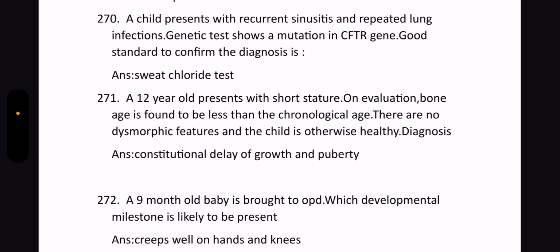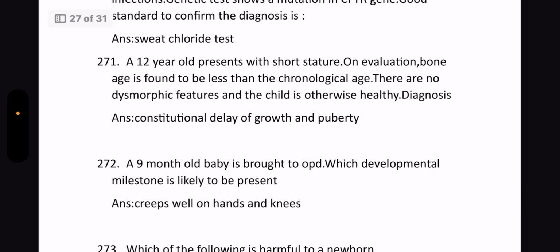Next, 12-year-old presents with short stature. On evaluation, bone age is less than the chronological age. No dysmorphic features. Child is otherwise healthy. Answer is constitutional delay of growth and puberty.